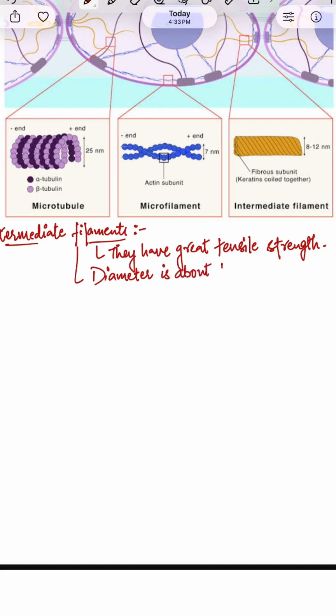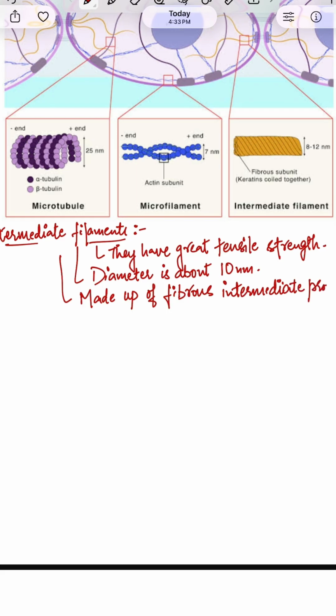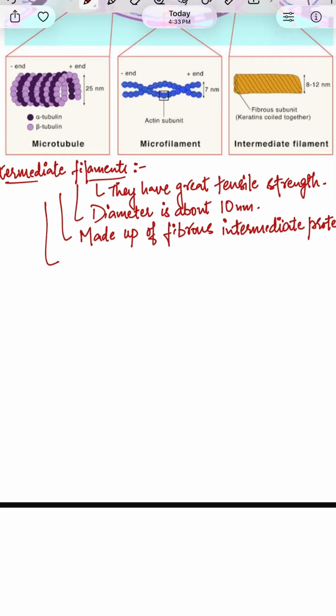In this diagram a type of intermediate filament is shown which is keratin. So keratins are coiled together in this diagram, which is also a type of intermediate filament. They are made up of fibrous intermediate proteins. And here in this diagram you can see they are composed of two anti-parallel dimers. So they are basically dimeric.